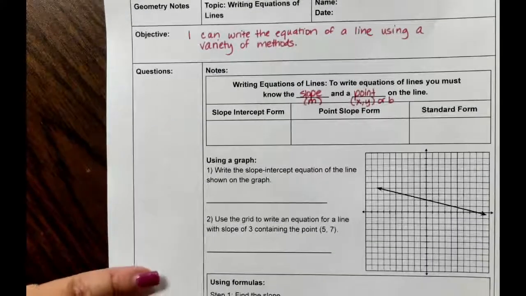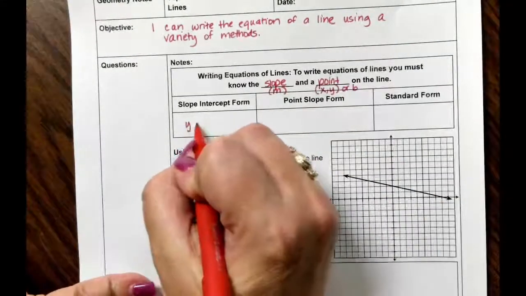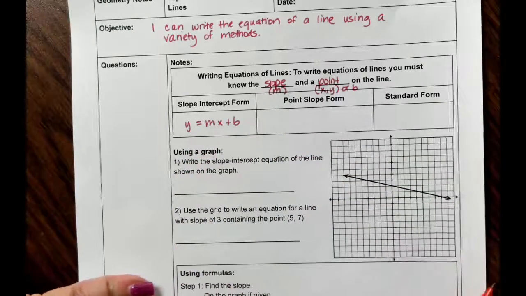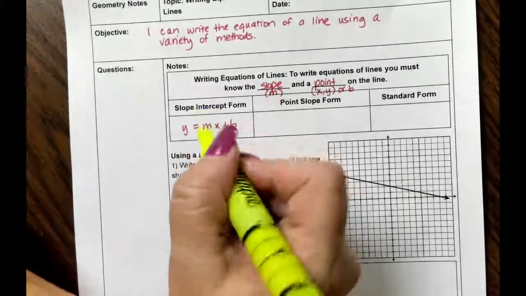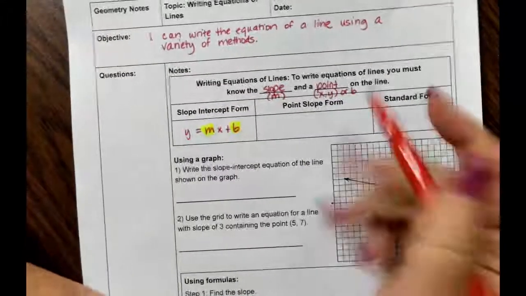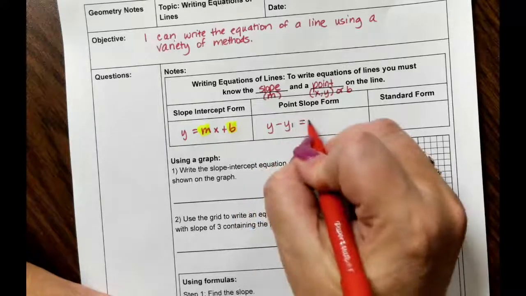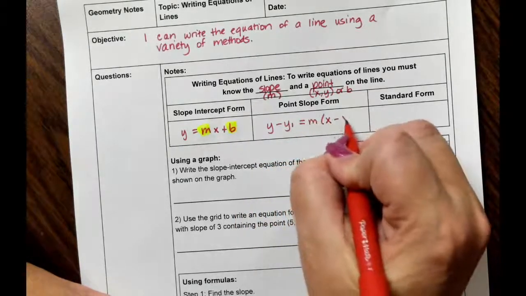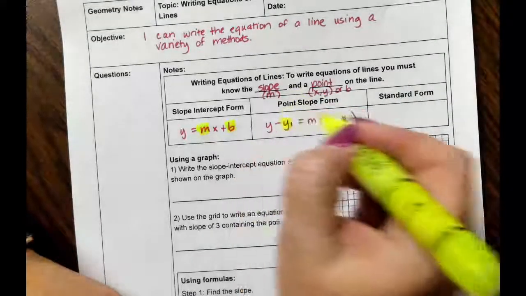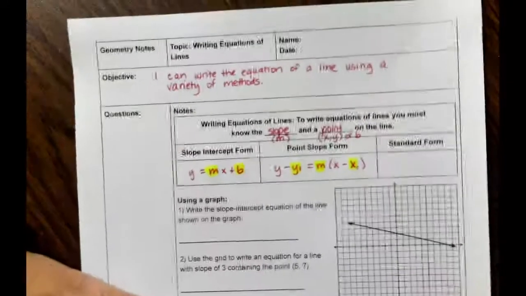There are three forms of the equation of a line. You have your slope-intercept form, which is y equals mx plus b, where you'd be looking for your slope and your y-intercept to substitute in. You have point-slope form, which is y minus y1 is equal to m times x minus x1, and what you're going to be substituting in and looking for is your x-y point and your slope. And then we have standard form.